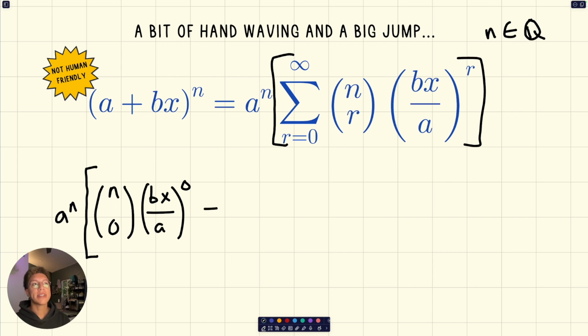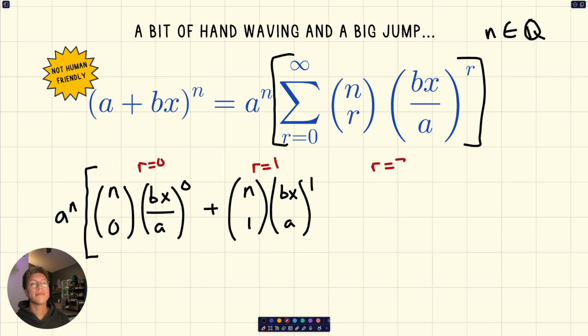And then we repeat this process. So we take r is equal to 1, we get n choose 1, and our expression here is bx over a raised now to r is equal to 1, and so we get 1. And maybe we can put up here, r equals 0, r equals 1, r equals 2. We'll just do the first, maybe 3, we'll do the first 3.